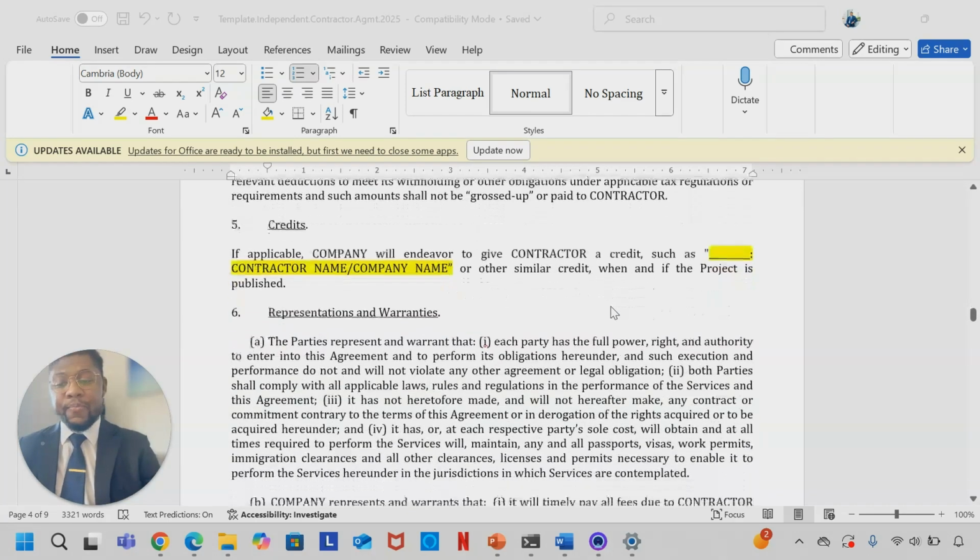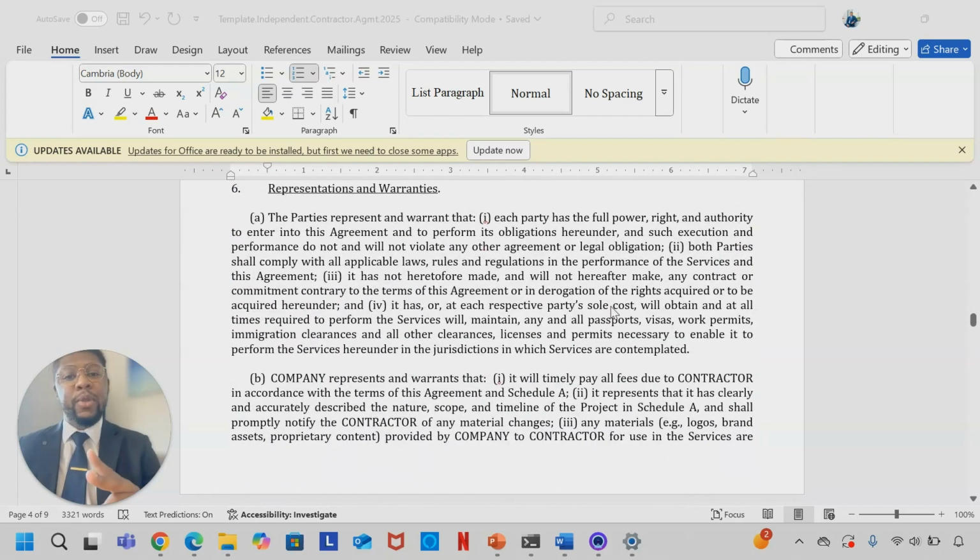Now, the two big points of the independent contractor agreement are going to be the representation and warranty section and the indemnification section. In the reps and warranties, these are promises that the other company is making to you, as well as promises that you're making to them.